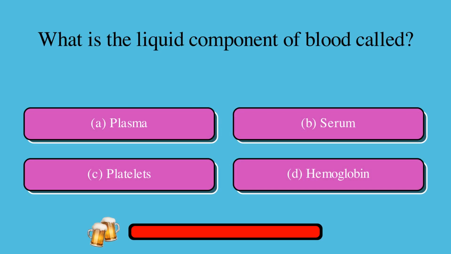What is the liquid component of blood called? A. Plasma, B. Serum, C. Platelets, or D. Hemoglobin? The correct answer is A. Plasma.